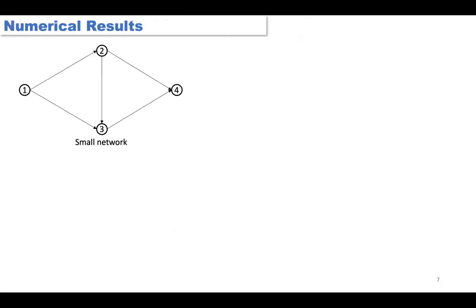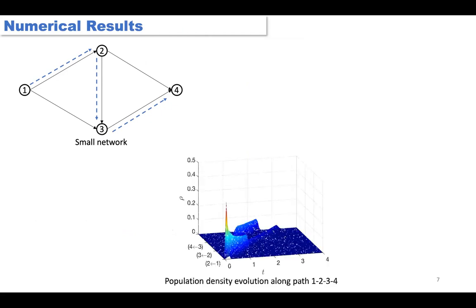Based on the population MDP, we develop a reinforcement learning algorithm to solve it. We now demonstrate how our method performed in the numerical examples. The left figure is the network structure of a small-sized network. We visualize the population density along the paths, indicated by the blue dashed arrows, from origin 1 to destination 4. The x-axis in the 3D figure denotes the time horizon, the y-axis denotes the paths, and the z-axis denotes the population density.